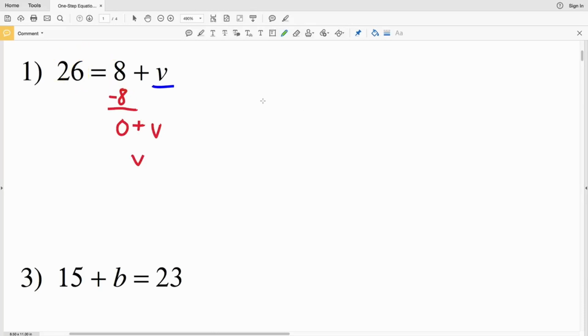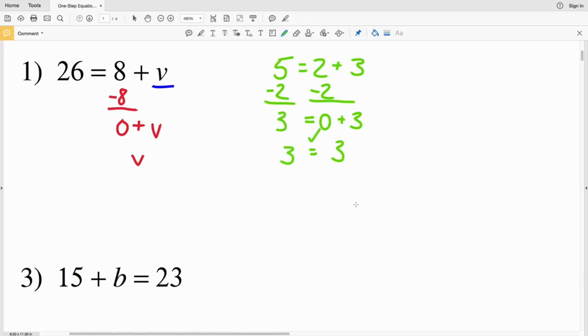Let me show you why, making our own equation. We're going to say 5 equals 2 plus 3. If we subtract 2 from one side, we're going to get 0 plus 3. But we know that that's not equal to 5, because that would be 3. But if we subtract 2 from this side as well, since 5 is equal to 2 plus 3, if we remove this 2, we have to remove it from the 5 to get 3. And we know that 3 is equal to 3. So in this instance, we isolated the 3 on the right-hand side, but we need to do the same thing for that variable v.